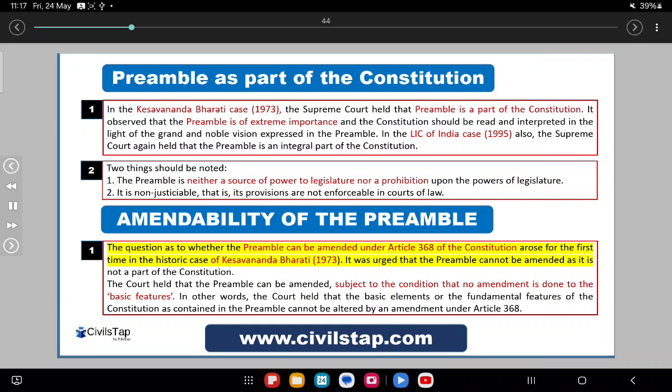The question as to whether the preamble can be amended under Article 368 of the Constitution arose for the first time in the historic case of Kesavananda Bharati, 1973. It was urged that the preamble cannot be amended as it is not a part of the Constitution. The court held that the preamble can be amended, subject to the condition that no amendment is done to the basic features. In other words, the court held that the basic elements or the fundamental features of the Constitution as contained in the preamble cannot be altered by an amendment under Article 368.